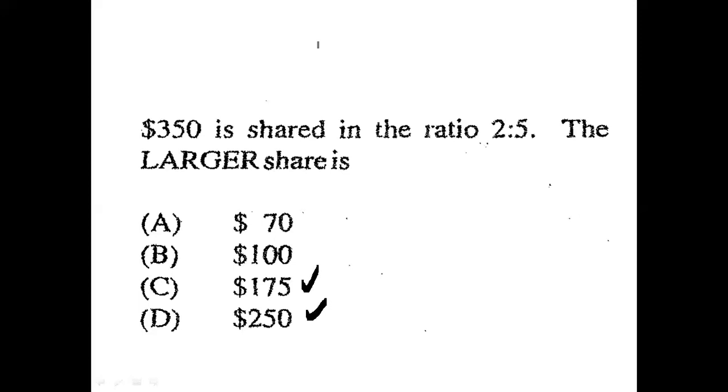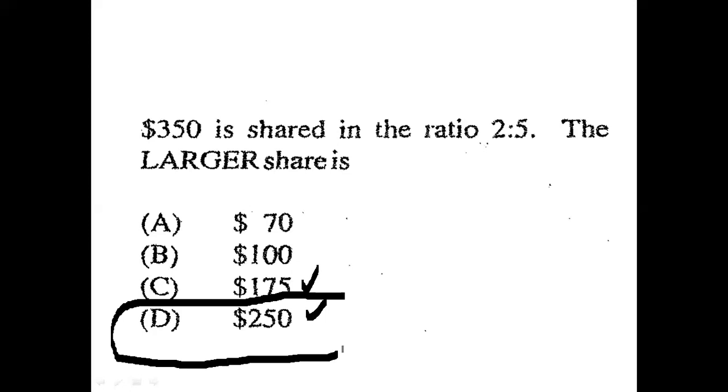That is the smaller one, but they say larger. So you're going to multiply 350 times 5 over 7. 7 into 350 gives you 50, times 5 equals 250. So I got D. That's excellent. Very good. All right.